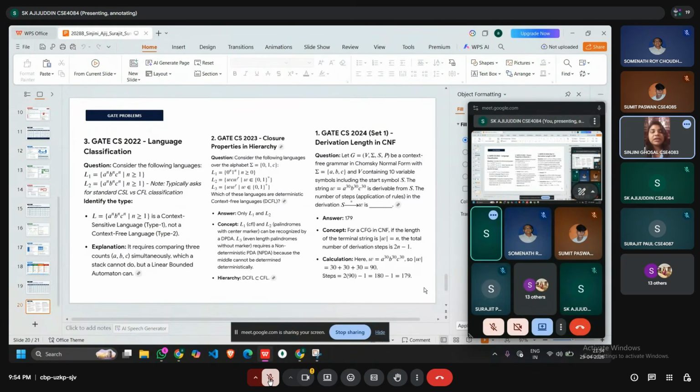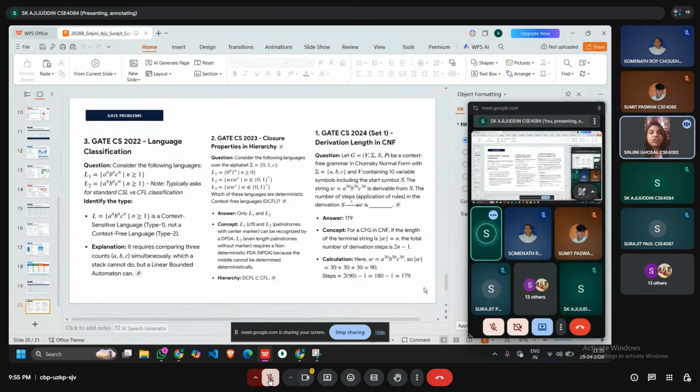Next, move to the second question, which is closure and DCFL. The task is to identify which are deterministic context-free languages. L1 and L2 can be solved using a deterministic PDA, but L3 cannot because it needs guessing the middle point, which requires non-determinism. So the correct answer is only L1 and L2. This question tests the difference between DPDA and NPDA.